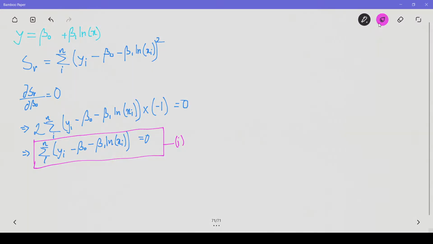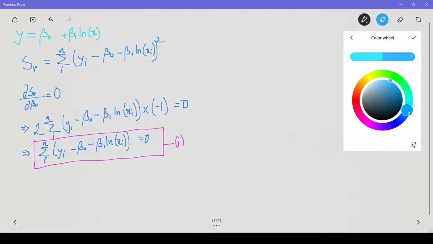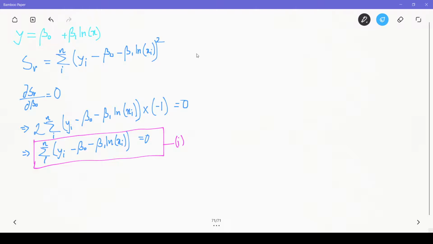And let's do the same thing for beta 1. Okay, so we will differentiate SR, delta SR divided by delta beta 1, so the second parameter, right? So this will of course be 0. So let's differentiate it. We should get something like what, so that 2 will come to the front, and we have i from 1 to n, yi, the bracketed term will remain as it is, right? yi minus beta naught minus beta 1 times ln of x sub i.